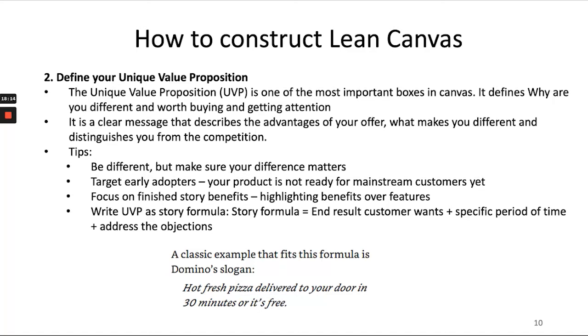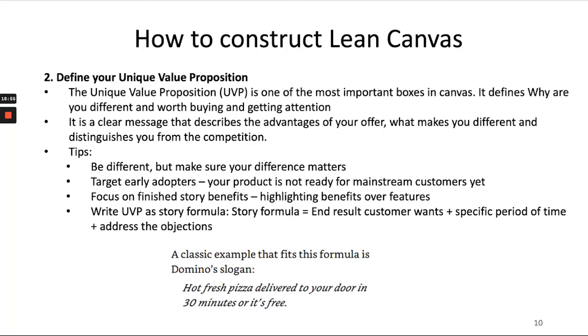The unique value proposition, UVP, is one of the most important boxes in the Canvas. It defines why you are different and worth buying and getting attention. Why the customers will actually buy your product, but not the product of your competitor. It is a clear message that describes the advantages of your offer, what makes you different and distinguishes you from the competition. Some tips: be different, but make sure your difference matters.